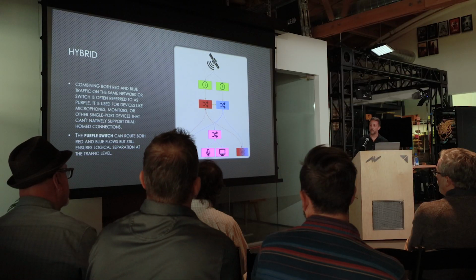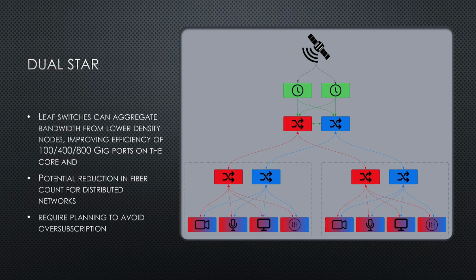That works for both senders and receivers, but does take a little bit of tuning to make sure that you're not leaking flows from the red side into the blue side. The dual star is the logical evolution of the dual core network and is implemented for a couple of reasons.